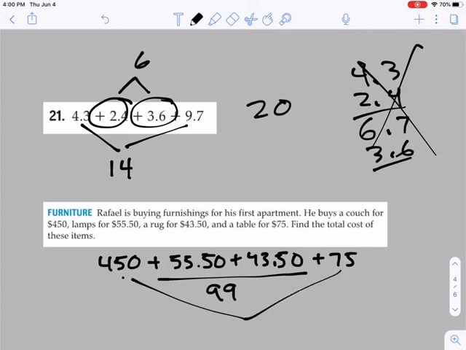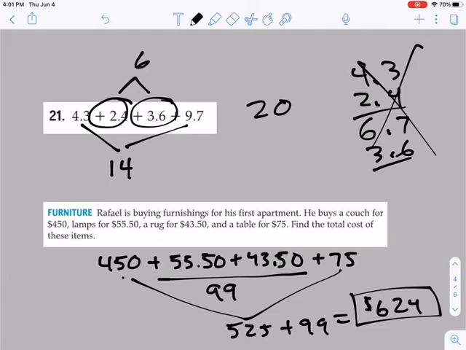And let's do 450 and 75, because most people can kind of figure that out, because 450 plus 50 is 500, and then you get 525 because you have 25 left over. And then plus 99, well, the easy way to do that is just think, what's 525 plus 100? Well, it's 625, and then just take one away. Then you have 624. So 624 bucks, right?